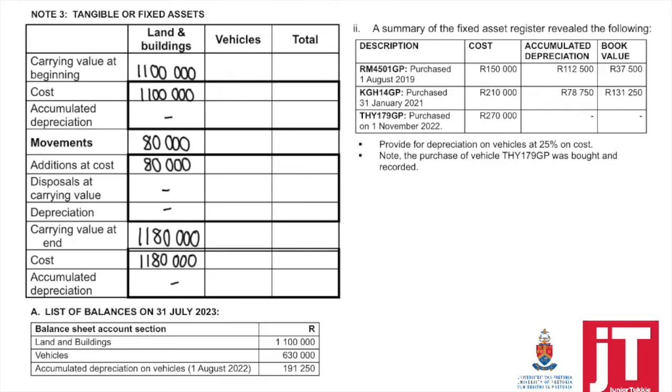Note, the purchase of vehicle THY179GP, in other words, that vehicle, was bought and recorded in this accounting period. It says there, 1 November 2022. That is our current financial year. That's why we don't have any accumulated depreciation or any book value for it yet, because we haven't calculated depreciation on it yet. When we calculate depreciation on the new, it's from the day we purchase it until the end of the accounting period. On the old or remaining, it is always equal to 12 months.